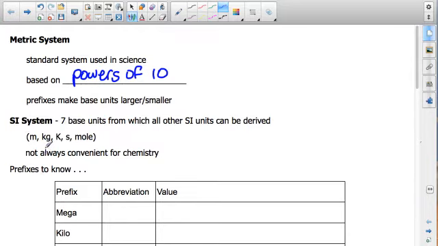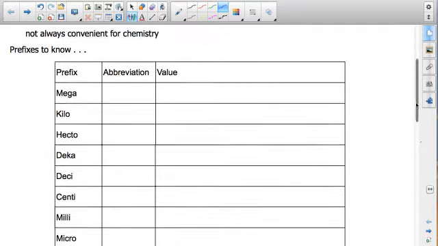Those are 7 units that are used in science, and all other units are based off of them or derived off of them. Not all those units are used in chemistry. The ones we use the most are mole and K for Kelvin. Kilogram, we tend to use gram or microgram or milligram. Prefixes, I want you to know. I'm going to skip the ones I don't want you to know.